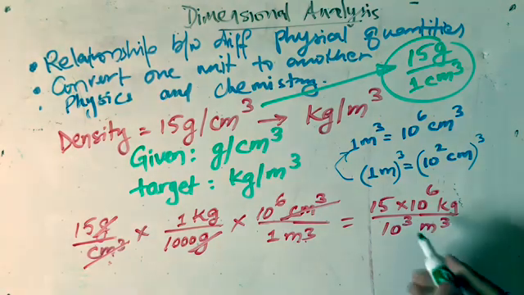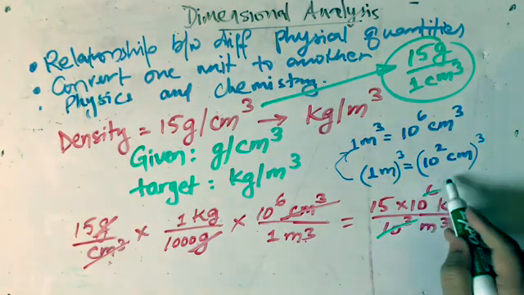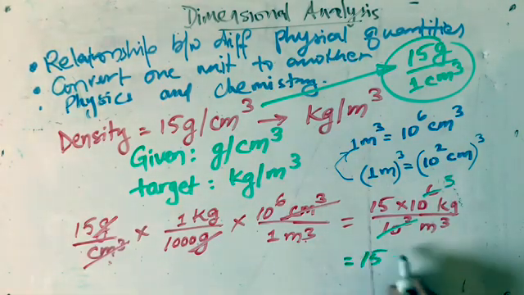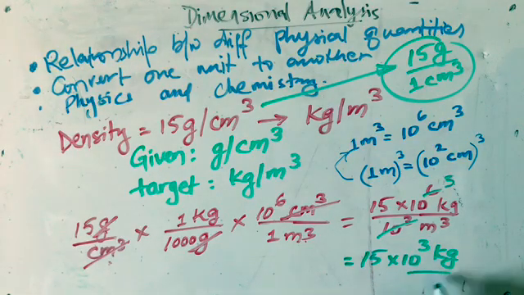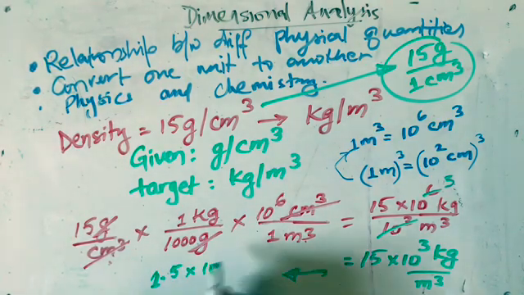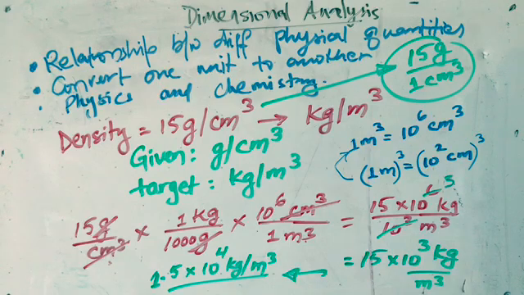Now you can simplify. This is 10 to the power 3. This is 10 to the power 6. You can cancel that, and this becomes 10 to the power 3. Now our answer is 15 times 10 to the power 3 kilograms over meter cube. We can write that as 1.5 times 10 to the power 4 kilograms per meter cube. Okay, that's the final answer.